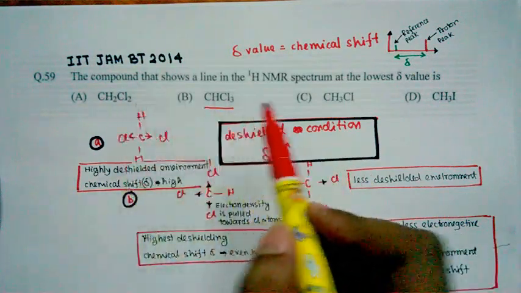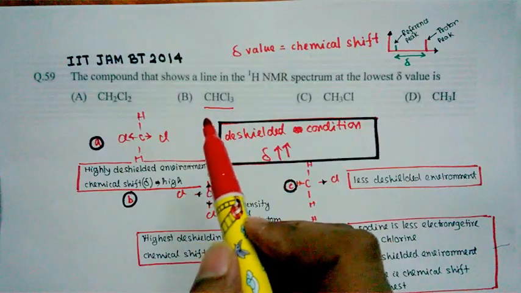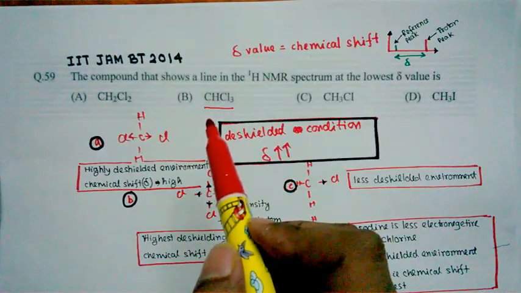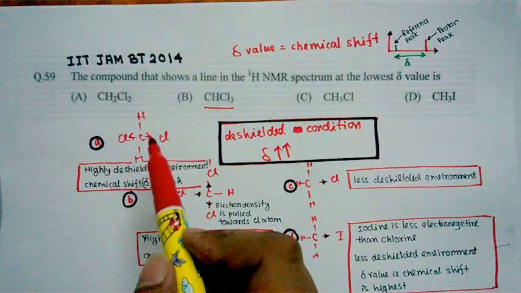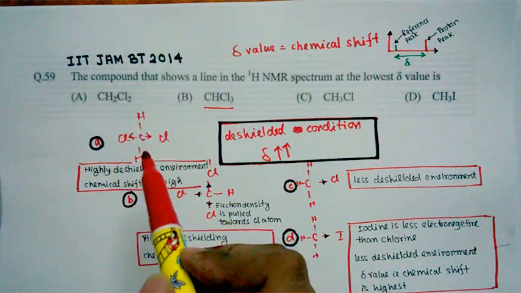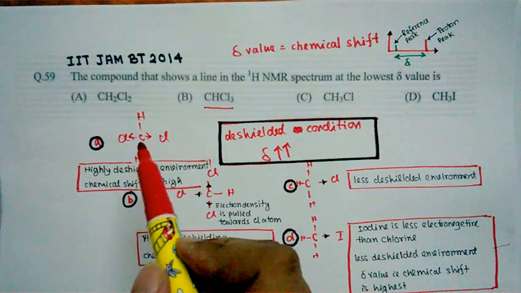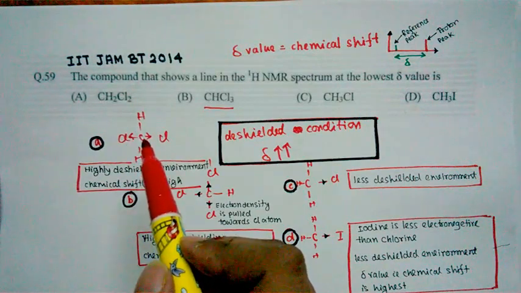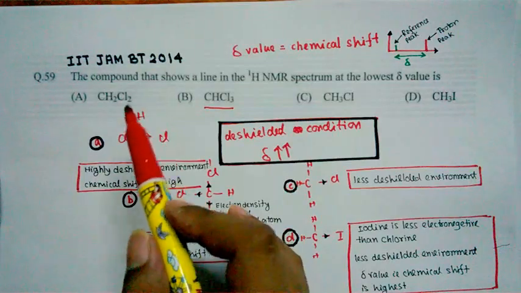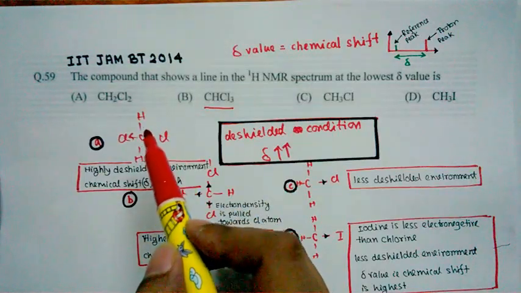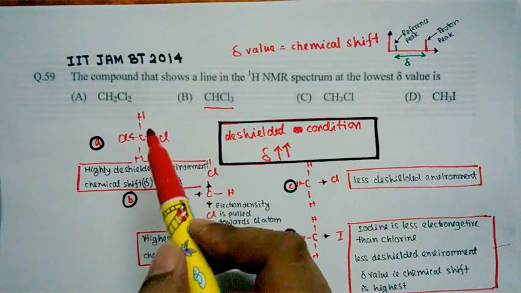So for all four compounds, we would get a single peak in the proton NMR spectra. If we analyze this first compound, there are two chlorines and two hydrogens. So 2 chlorines would pull the electron density of the C-Cl bond towards themselves. So around this hydrogen there would be a de-shielded environment, and this de-shielded environment is very high.